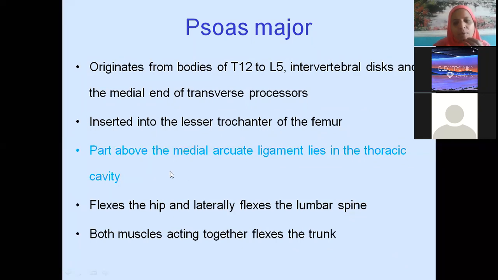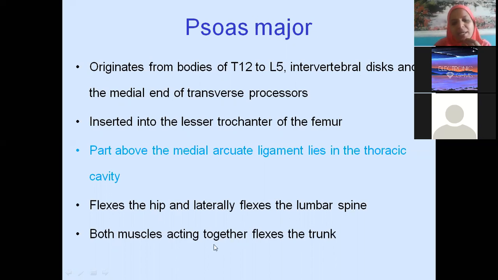The part above, you remember the medial arcuate ligament? I told you the covering of psoas major muscle is the psoas fascia. The psoas fascia is thickened to form the medial arcuate ligament. This word we have seen when we were doing the diaphragm origin. So the part above the medial arcuate ligament is actually lying in the thoracic cavity. The action of this muscle is flexing the hip and laterally flexing the lumbar spine.